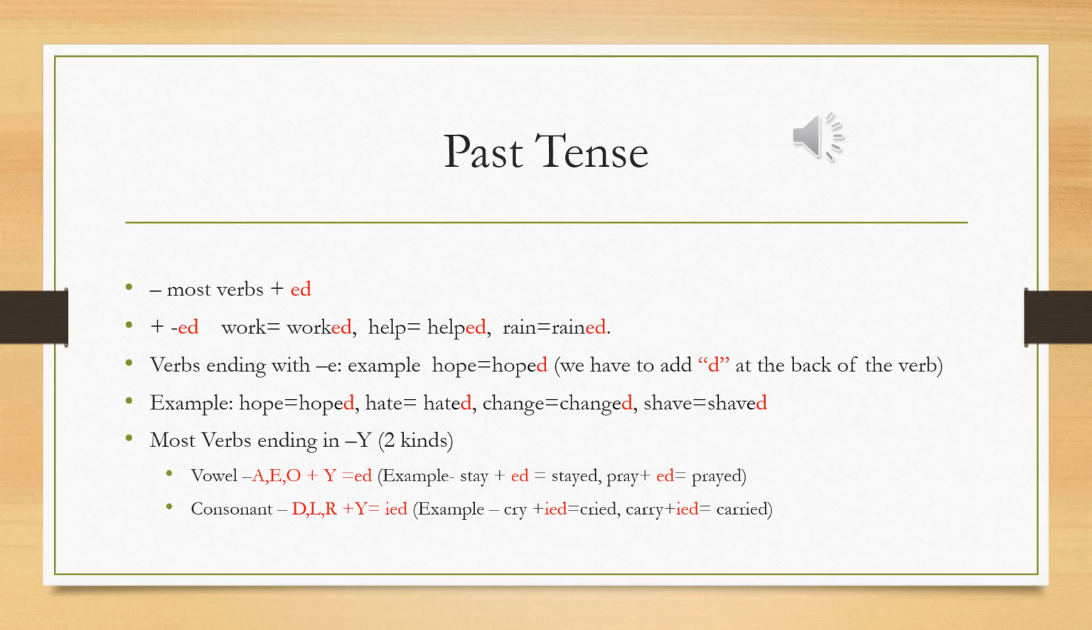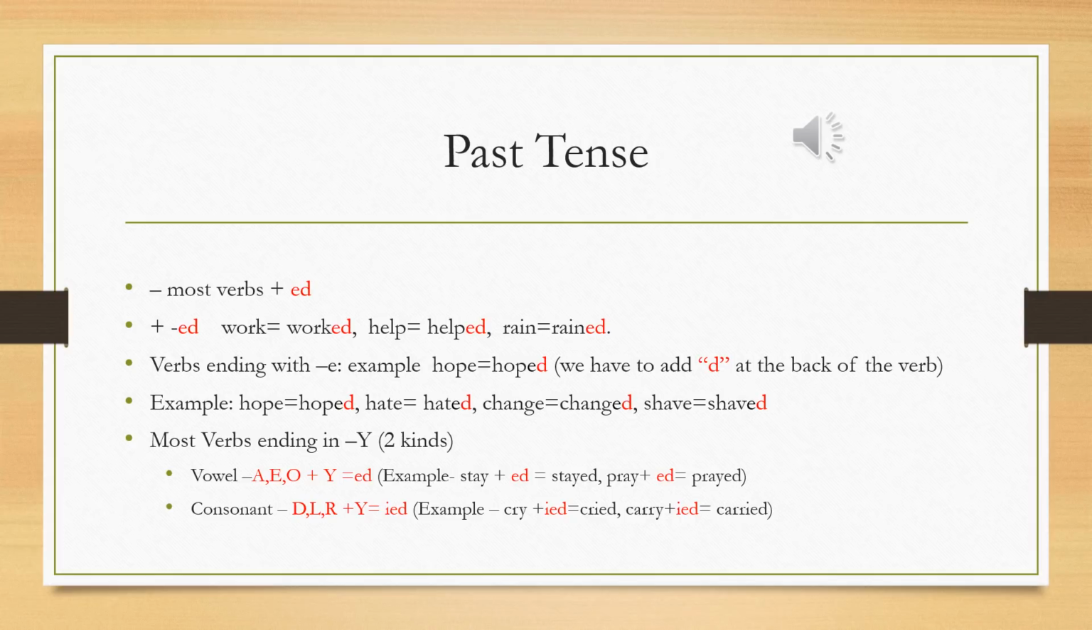For example, the first one, W-O-R-K, work. We add ed at the back of the verb. Work became worked. Help became helped. Rain became rained, R-A-I-N-E-D. Rained. These are the examples of words adding ed at the back.